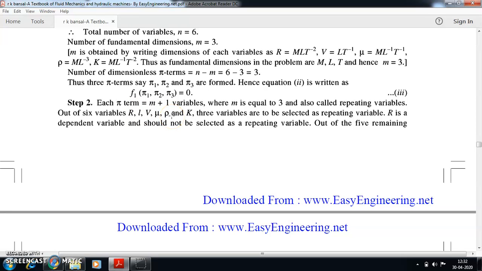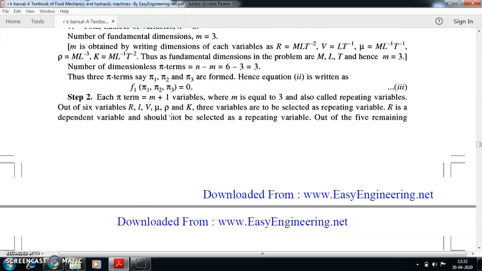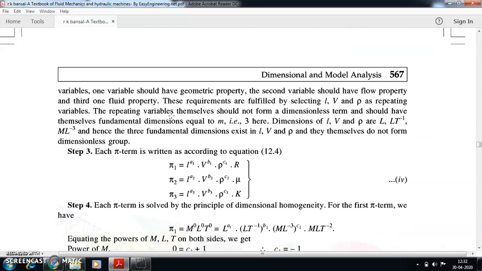So the number of repeating variables will be equal to how many terminologies you have, how many m's you have. Now each pi term will have m plus 1 variable, so I have to include one more. Now this is a very important, crucial step, step 3.